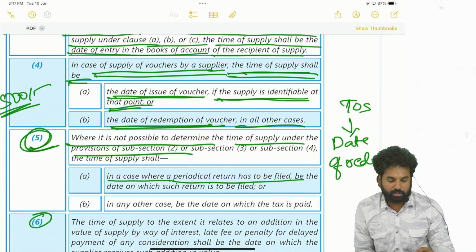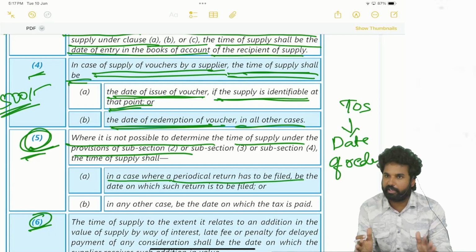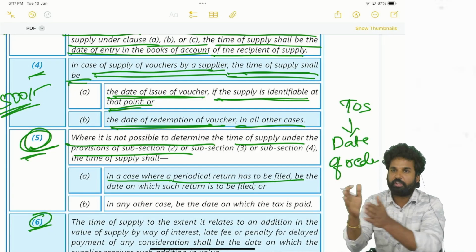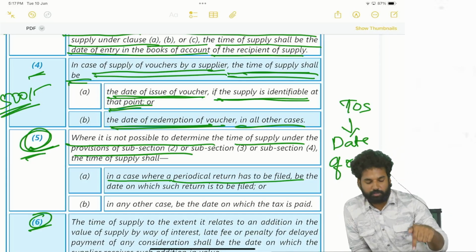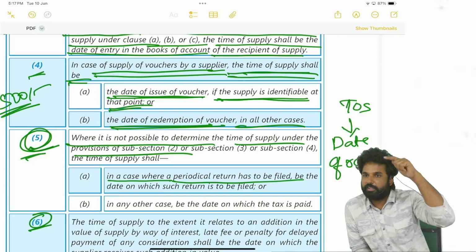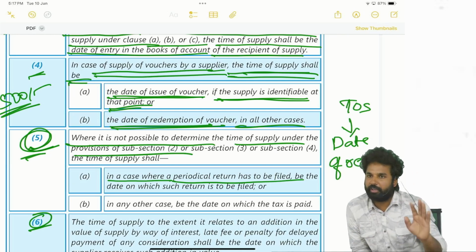Subsection 4, subsection 5 and subsection 6 are the same with respect to goods and with respect to services. This is section 12, subsection 4, 5, 6, and section 13, subsection 4, 5, 6. The same points will be repeated there also.